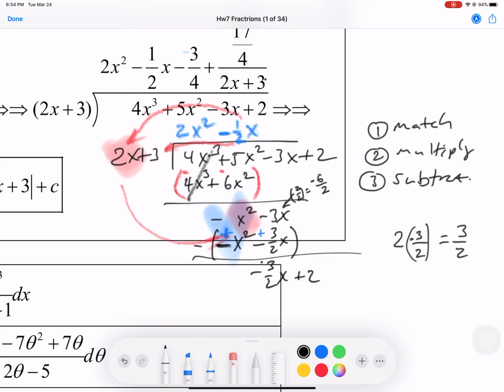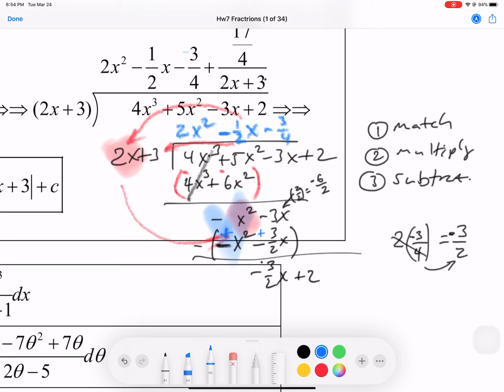Oops. I need to make this into a 4, don't I? I need to make this into a 2. So 2 wouldn't be enough. We actually need a 4, because 2 and 4 cancel out to become a 2, right? And I want that to be negative. Okay, so we're multiplying by negative 3 over 4. So negative 3 over 4.